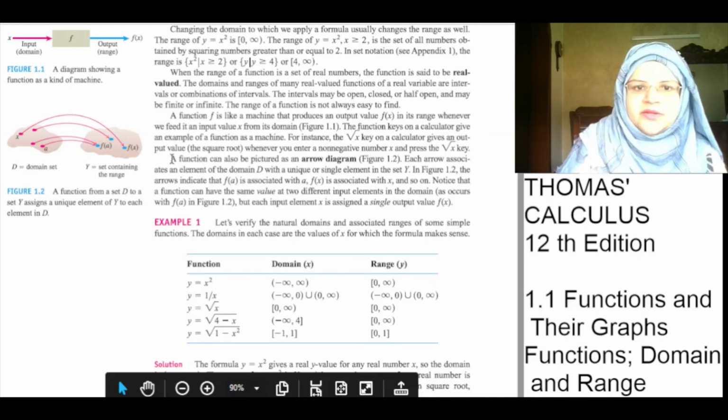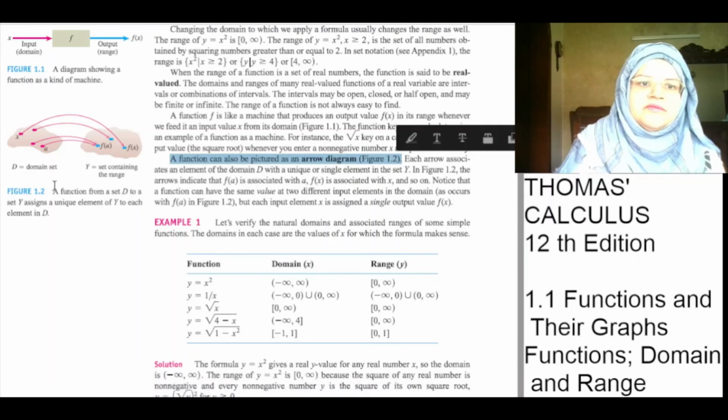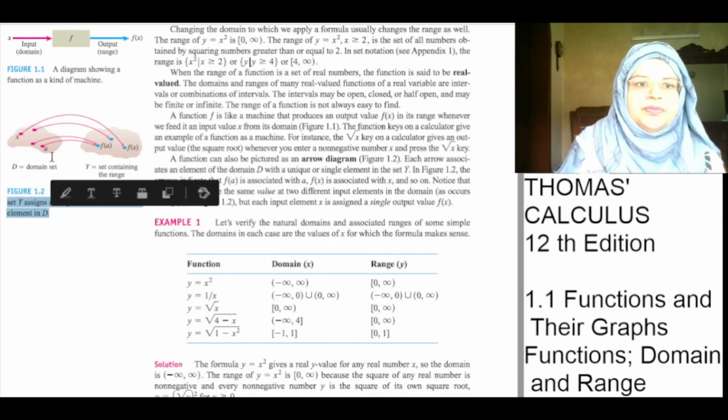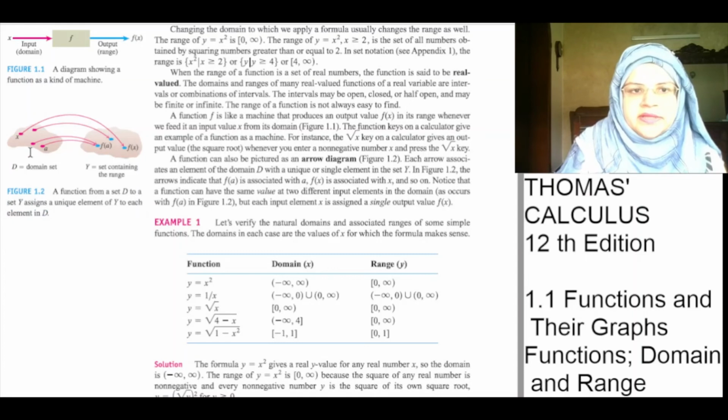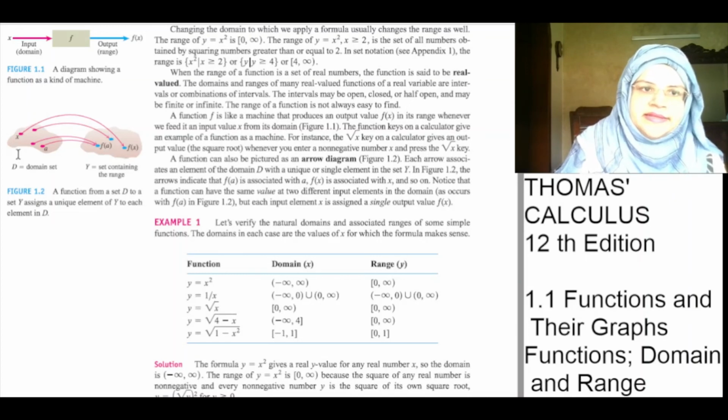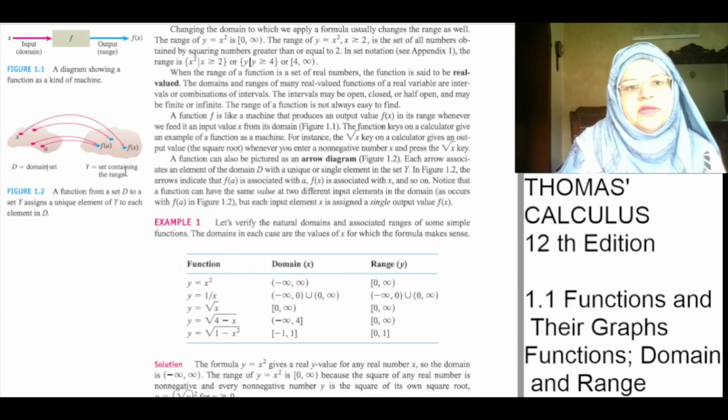A function can also be pictured as an arrow diagram, figure 1.2. In figure 1.2, a function from a set D to a set Y assigns a unique element of Y to each element in D. We can see that two different input values can give the same output value f of a, or it can happen that each element of x gives a unique output value f of x.